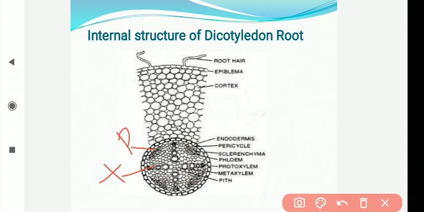Now the phloem strand consists of sieve tubes, companion cell and phloem parenchyma. And the parenchymatous conjunctive tissue occurs in between xylem and phloem. Here, this is the conjunctive tissue which is present in between xylem and phloem. Now, at the center in dicot root, the parenchymatous pith is present, and this pith is very small. In old root, pith gets obliterated due to secondary growth. So this is all about the internal structure of dicotyledon root.